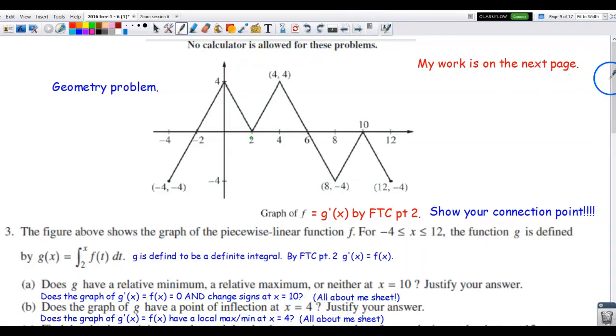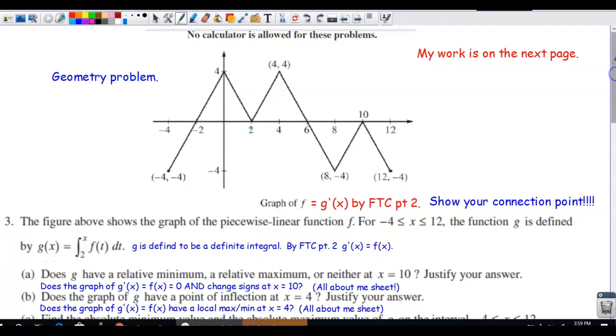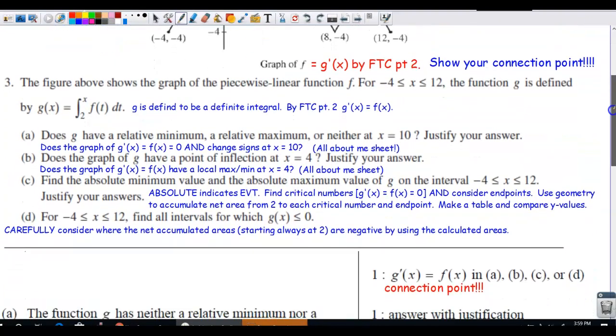Number 3 is our classic geometry problem, and we're going to need to calculate, it looks like, the area of several triangles. Let's read the prompt. Pretty short prompt. The figure above shows the graph of the piecewise linear function. Again, remember, piecewise linear simply means we have a function that's made up of pieces of lines. So we have several line segments coming together to form our graph. And the name of the graph is f.